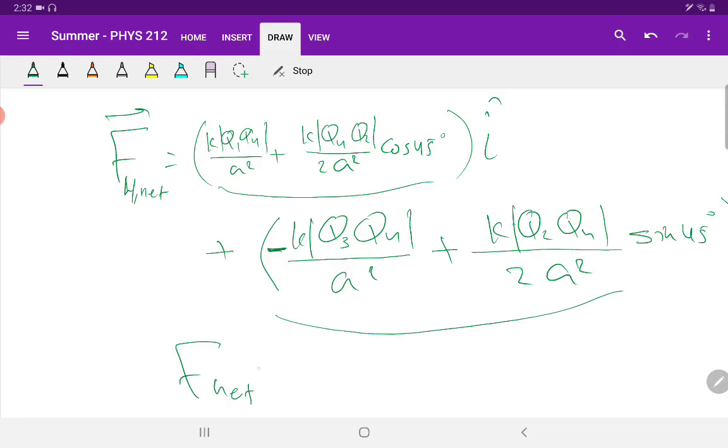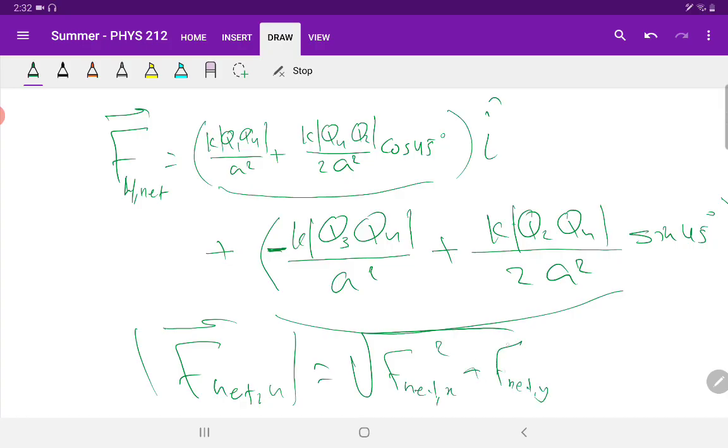Now since we have this, we can substitute the values that we have here, then you can find F net 4 as a magnitude. In this case, it will be the square root of F net x square plus F net y square. This is how we solve this question.